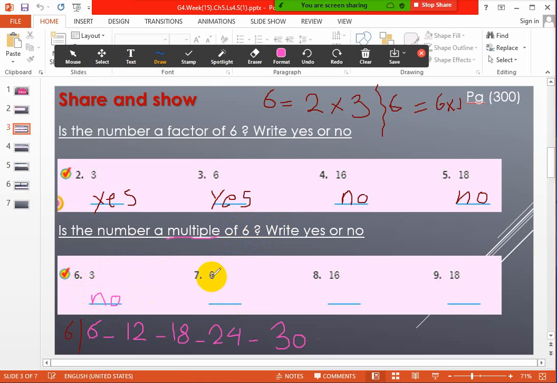What about 6? Is 6 a multiple of 6? Look, from the multiple pattern, you will know that 6 is a multiple of 6. Yes. If you multiply 6 by 1, it will be 6. So the answer is yes.